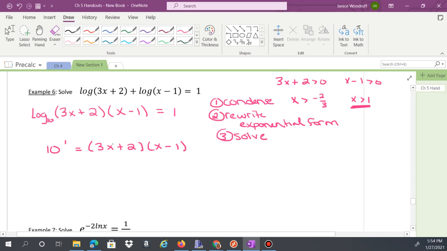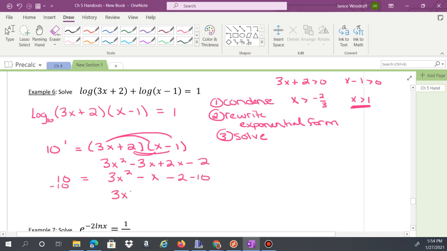All right, so if I multiply this out, let's see what we got. We've got 3x squared minus 3x plus 2x minus 2. So that's going to give us 3x squared minus x minus 2 equals 10. So we'll subtract that 10 over. All right, so 3x squared minus x minus 12. So then we have to solve that.